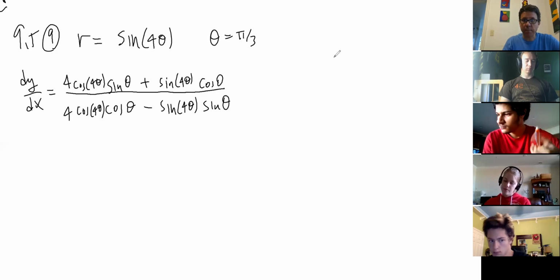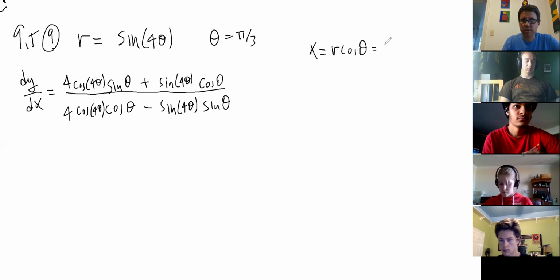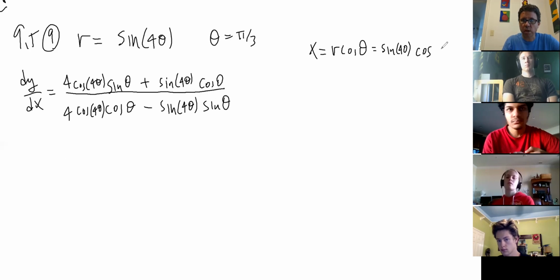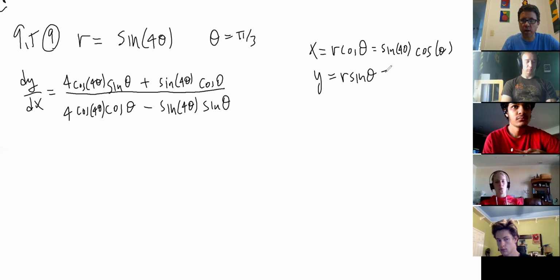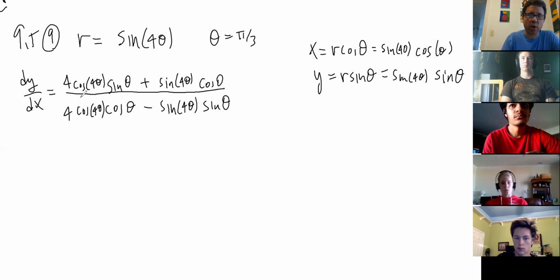Now, at the same time, we come over here and say, we know that x is equal to r cosine theta, so that will be sine 4 theta times, oh, that's nice, times the cosine theta, and then y is r sine theta. So if I stick the r in there, I get sine 4 theta sine theta. So yeah, it really is just plug pi over 3 everywhere. That'll give me x, it'll give me y, it'll give me the slope, and then I can just plug that into my slope formula.